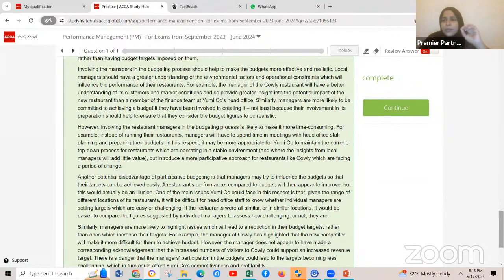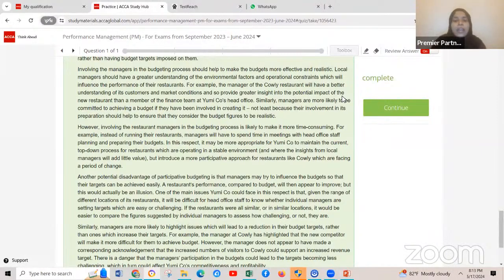For example, and always remember, in this kind of question, take as many points as possible from the case study. From the case itself, take the points. For example, the manager of the Kawliko restaurant will have a better understanding of its customers. Talk about the case. That gives you a lot of marks. And the market conditions. So you have to relate to the case, like what they are doing now. That manager will know, the Kawliko managers will know more about the local market conditions, and they can provide greater insight into the potential impact of the new restaurant than a manager of the finance team at Yumiko's head office.